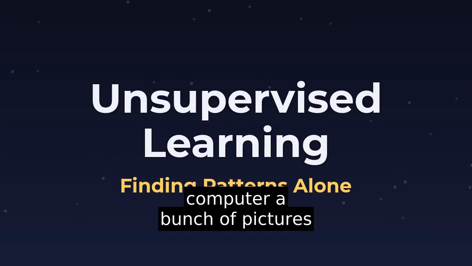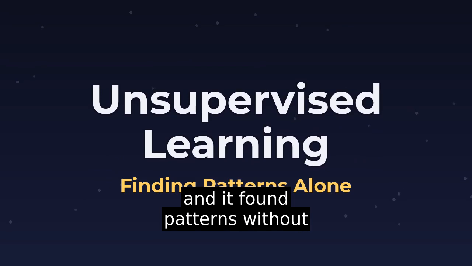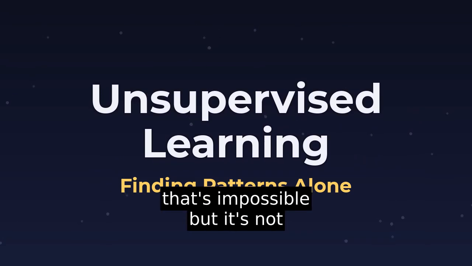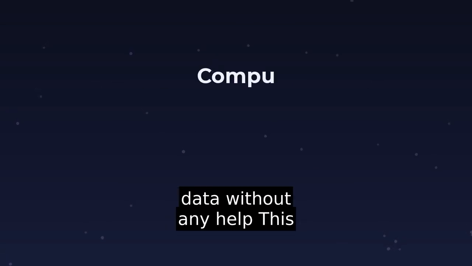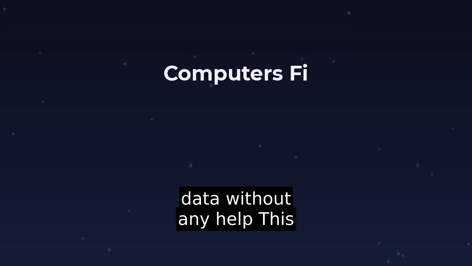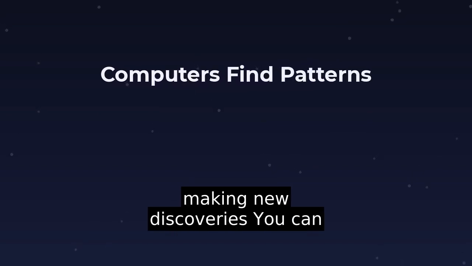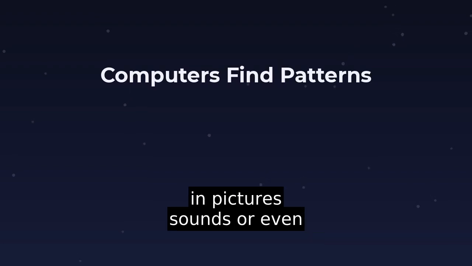What if you showed a computer a bunch of pictures and it found patterns without you telling it what to look for? You might think that's impossible, but it's not. Computers can find patterns in data without any help. This is called unsupervised learning, and it's a powerful tool for making new discoveries. You can use it to find patterns in pictures, sounds, or even text.